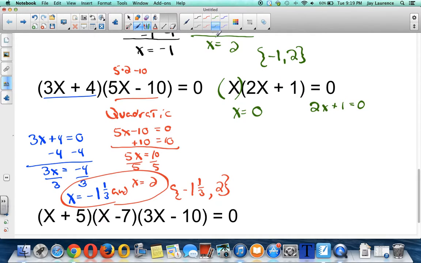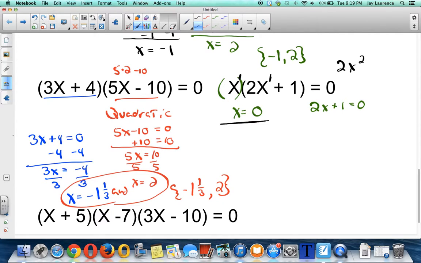Oh, I guess I should have determined what type of equation it is. Well, I've got x to the first, and 2x to the first, when I multiply that together, I get 2x squared, right? Because x times x is x squared. So this is quadratic, so I'm looking for 2 solutions.